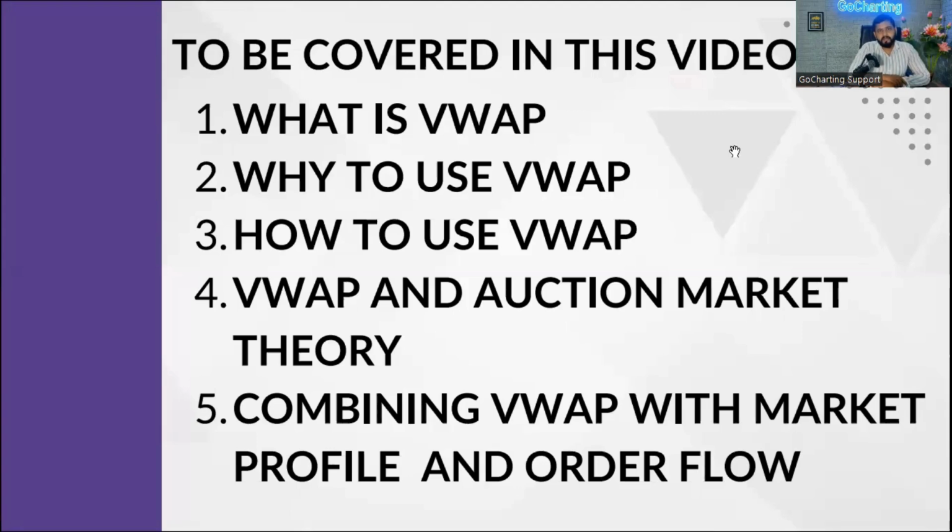So in the last video, we talked about auction market theory rules, and how you can find the value area in market profile. We have learned all the theories, like what are initiative buyers, and what are responsive buyers and sellers. Okay, so all those things we have done. Now there is one more tool which is very important, which is called VWAP.